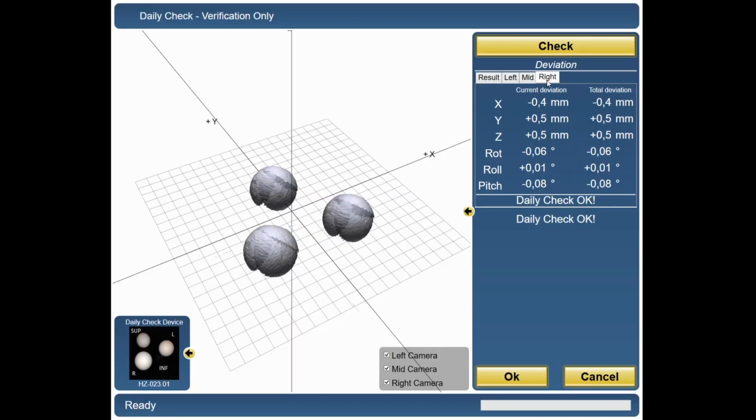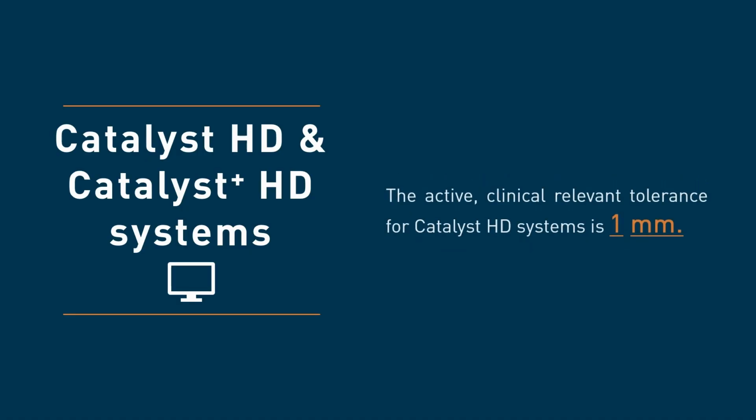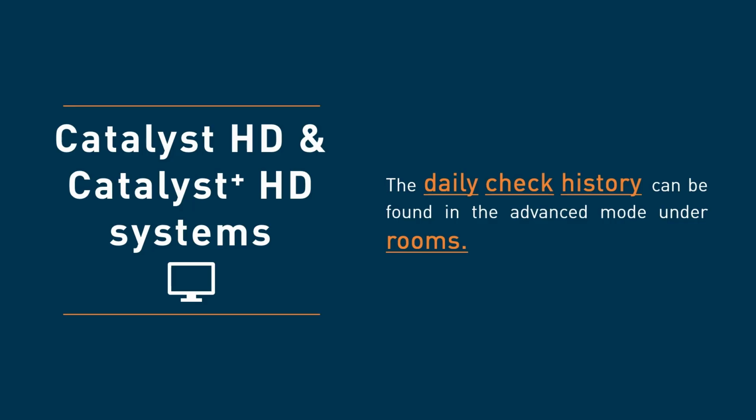The tolerance is 1 mm for translations and 1 degree for rotation. The total deviation can basically be ignored with Catalyst HD systems. The active tolerance remains 1 mm. Note here that Catalyst uses a different, rigid registration algorithm for its QA procedures, since the phantom is not deformable.